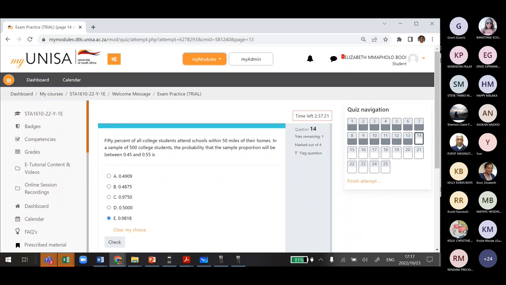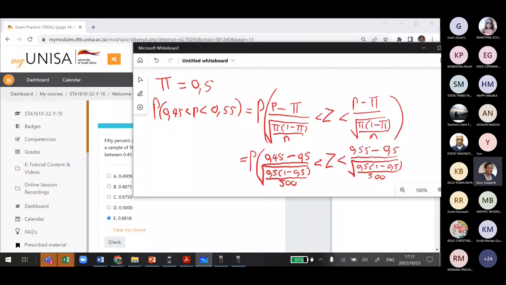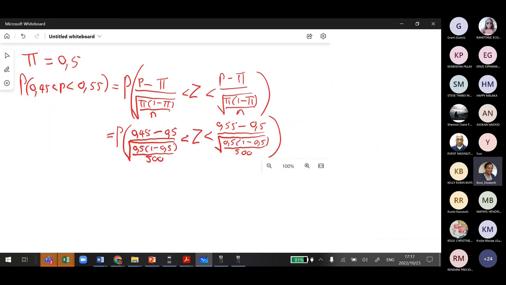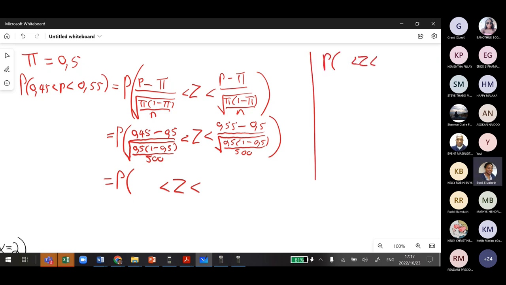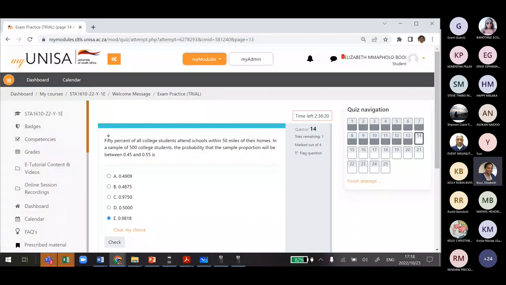Sorry, Lizzie, we're not going to start with 0.55. The first one is 0.45, then the second one is 0.55. Remember, I'm just converting to standardized values, so I'm still on the standardized step. I'm standardizing this side, then that side. I haven't gotten to subtracting one from the other. I'm still having them in the format, the probability that Z lies between A and B. This is 0.45, right? And this is 0.55, right? I've substituted them correctly. 0.5 is my population proportion.